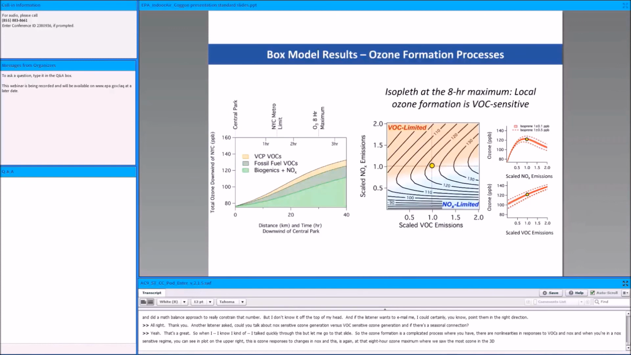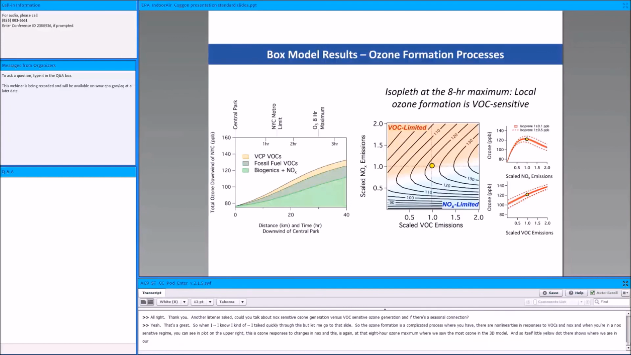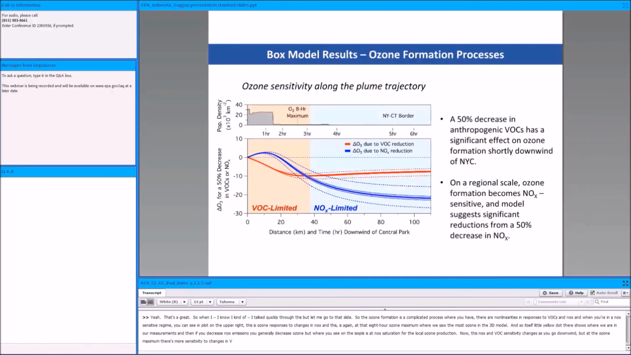The little yellow dot there shows where we are in our measurements, and if you decrease NOx emissions, you generally decrease ozone. But where you sit on this isopleth is kind of at NOx saturation for this local ozone production. Now this NOx and VOC sensitivity changes as you go downwind, but at the ozone maximum, there's more sensitivity to changes in VOCs than there is to changes in NOx.